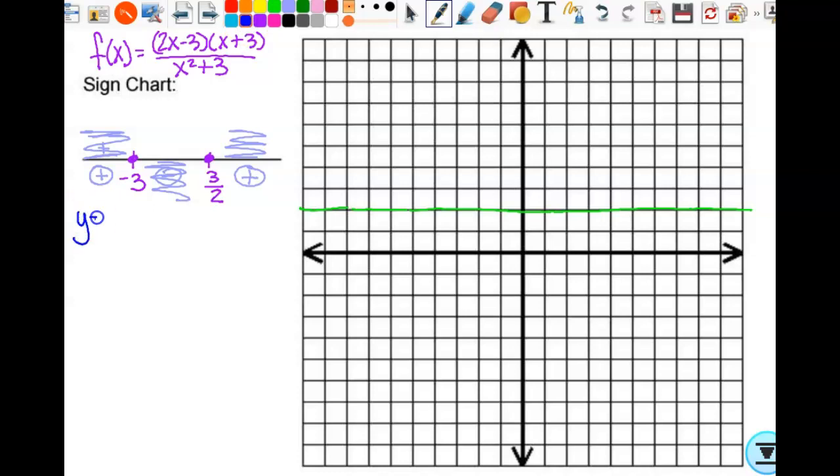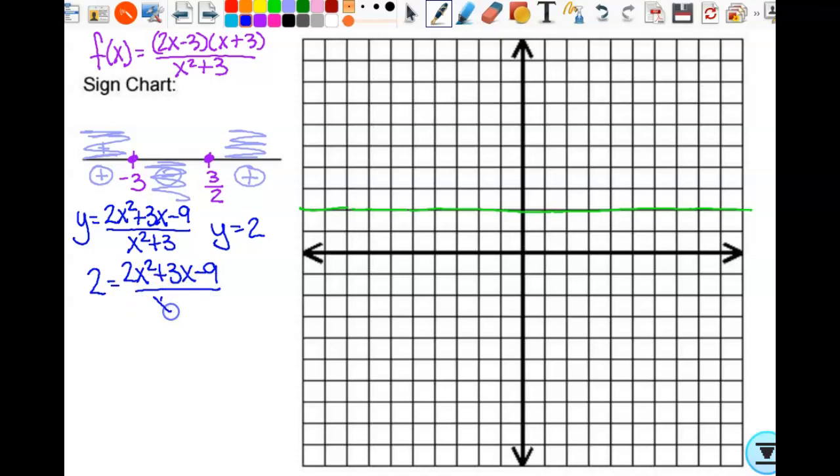So my original unfactored function is 2x squared plus 3x minus 9 over x squared plus 3. And my horizontal asymptote is at y equals 2. So I substitute 2 in here. 2 equals 2x squared plus 3x minus 9 over x squared plus 3.